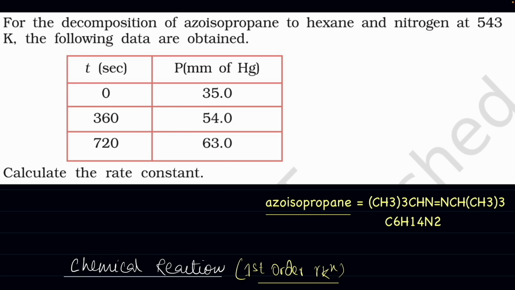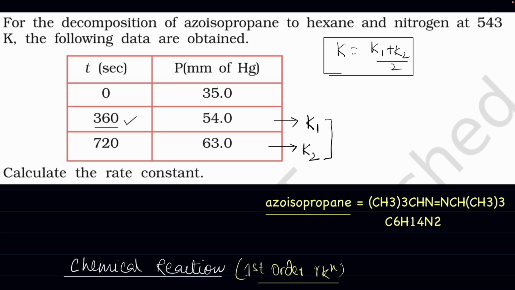Before we start the question, I will give you the idea of how we will solve this problem. First, we will find the K value based on the time of 360 seconds. Suppose this is the rate constant K1. Similarly, we find the rate constant K2. After finding K1 and K2, we take the average of it, which is equal to K1 plus K2 by 2.